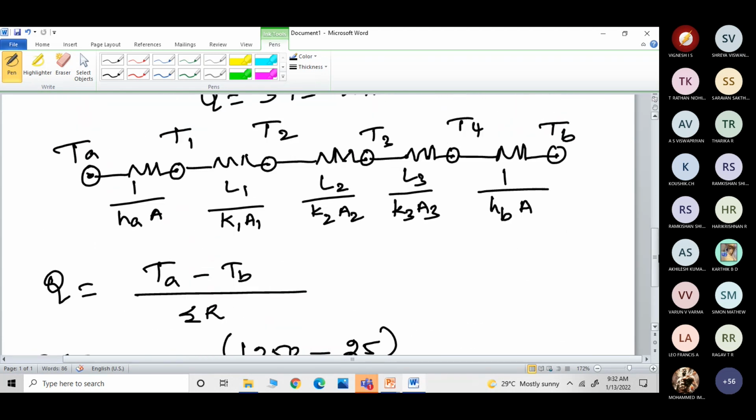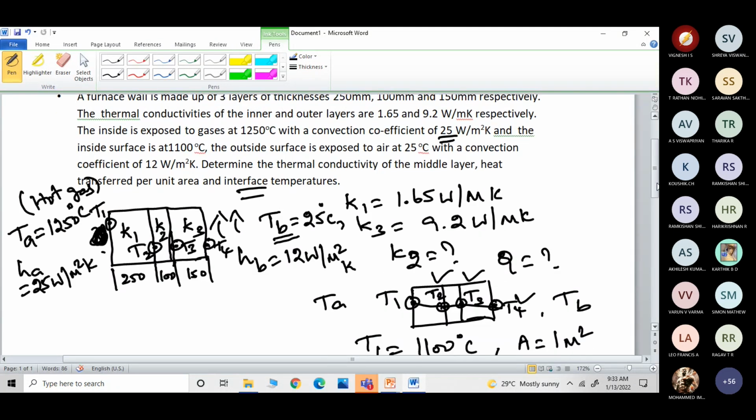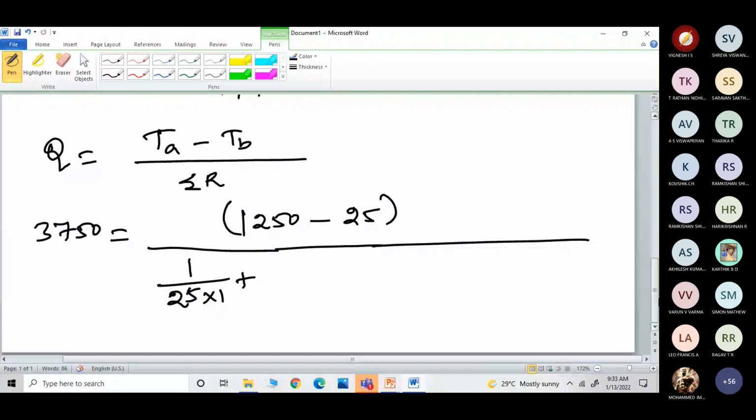Here we know L1 by K1 A1. What is the thickness? 250 mm, so you have to convert it into meters: 0.25. And the K value is 1.65. Some of the students make a mistake here by putting 250. So 0.25 divided by K1, which is 1.65. Am I correct? Yes, sir.